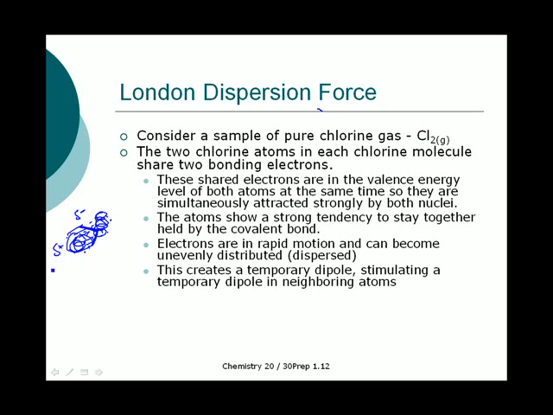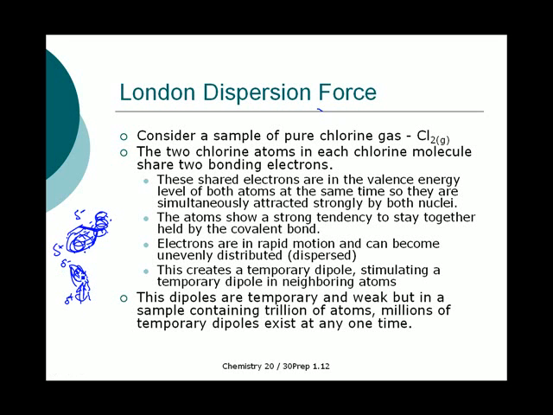But that creates a temporary dipole in a neighboring molecule. Because this one has a temporary dipole for a second, neighboring chlorines are going to end up having temporary dipoles as well. All the electrons in this molecule will start shifting to this side, creating a slightly negative part to the molecule. As that happens, this side becomes slightly positive. And then you have another very quick, very temporary dipole.